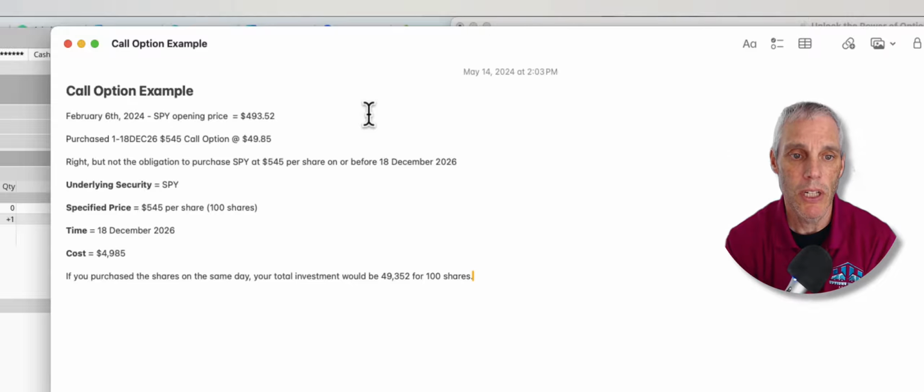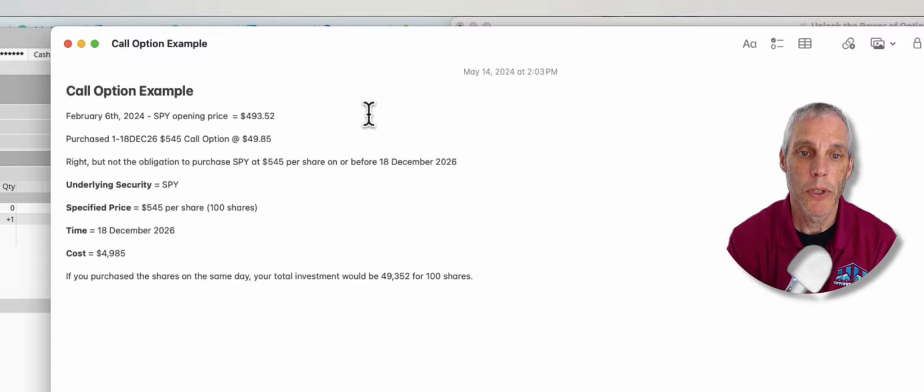SPY. That's what this call option is derived from. The specified price, $545 per share. Remember, one contract represents 100 shares. The time, 18 December 2026. That's when this contract ceases to exist. And the cost, $4,985. Remember, you take $49.85, which was the original price, and you have to multiply it times 100 because each call option represents 100 shares.